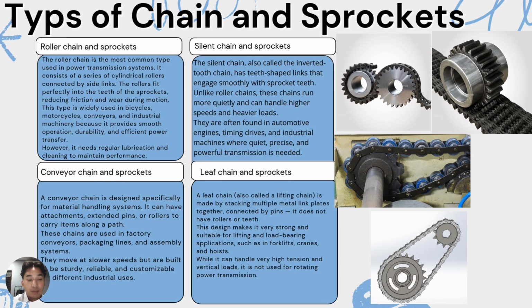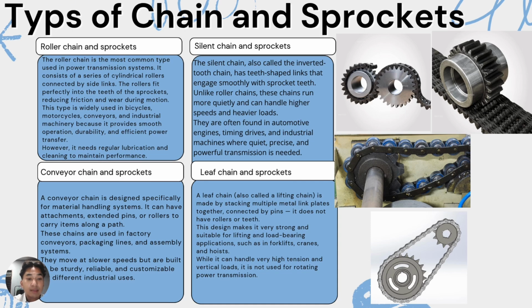The silent chain and sprocket. The silent chain and sprocket is called an inverted tooth chain. It has tooth-shaped links that engage smoothly with the sprocket teeth. Unlike roller chains, these chains run more quietly and can handle higher speed and heavier loads. They are often found in automotive engines, timing drives, and industrial machines, where quiet, precise, and powerful transmission is needed.